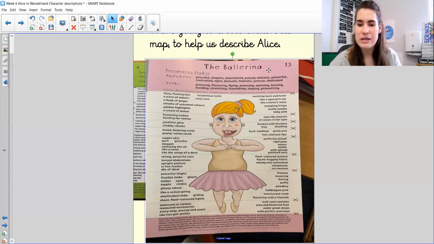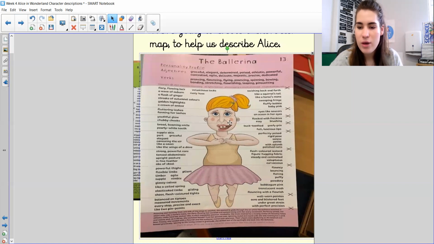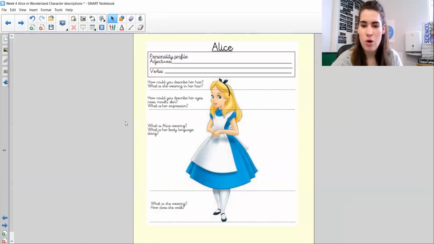So our whole character map is giving us a really good idea of exactly what this person looks like, but also their behavior and how they are acting, their mannerisms, their body language as well. Up here, we've also got a personality profile, so a little bit about adjectives that describe this person and also verbs, so what this person might be doing. This is a personality map, and we are going to have a go at creating one today. We're going to create one for Alice.